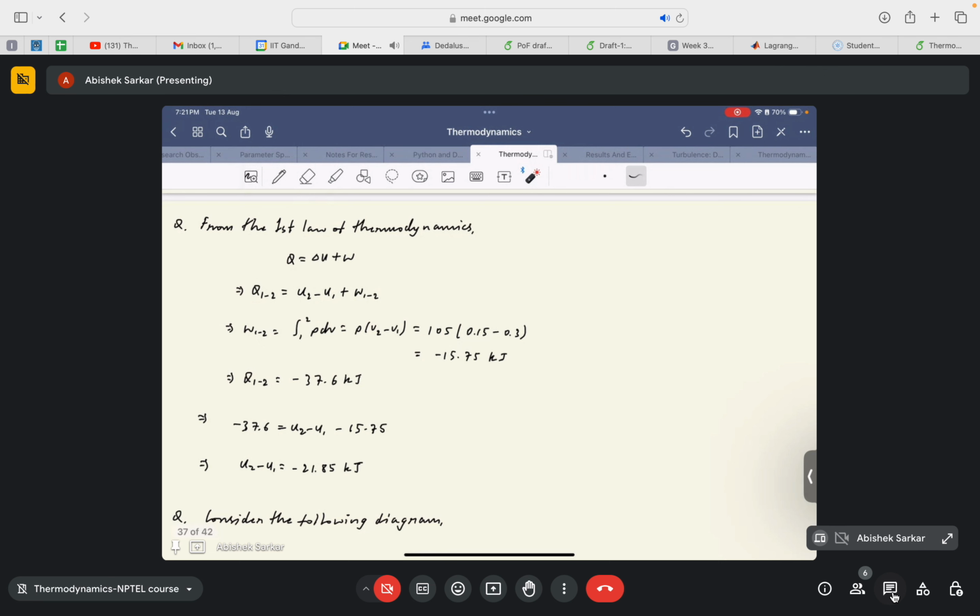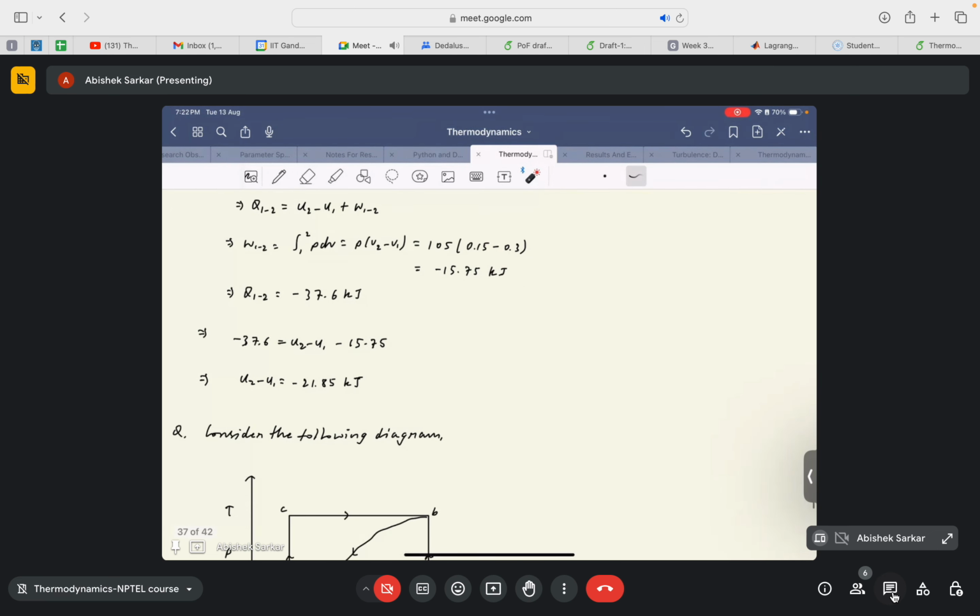Okay. Now Q1-2 is already given, that is minus 37.6 kilojoule. Just substitute the value of Q1-2 and W1-2 in this relationship. So we will get that minus 37.6 is equal to U2 minus U1 minus 15.75. And once you calculate that, you will get that U2 minus U1 is equal to minus 21.85, or minus 22.6 is completely fine. Okay, so that's correct. So now let us go to the next question.